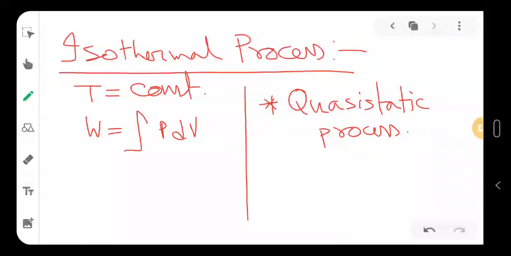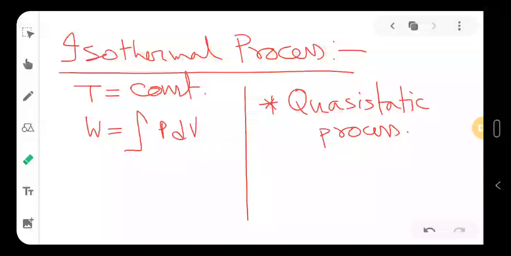For a quasi-static process, the system has to be in such a way that the wall is a very good conductor, so that the transfer of heat energy happens with ease. The energy can go and come without being lost. So what is a quasi-static process? That we will see first.